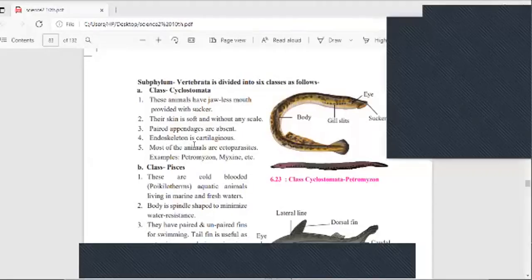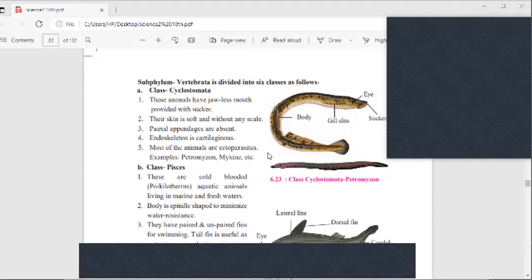Endoskeleton is cartilaginous. Paired appendages are absent. Appendages means what? Leg-like structures. Here fins are there. You can see only one fin at the tail region, or the posterior end of the body, like a caudal fin. So it is not paired. Only one is there. That's why we can say the paired appendages are absent. For swimming or walking or crawling, there is an absence of paired appendages. Only one fin is there in their body.